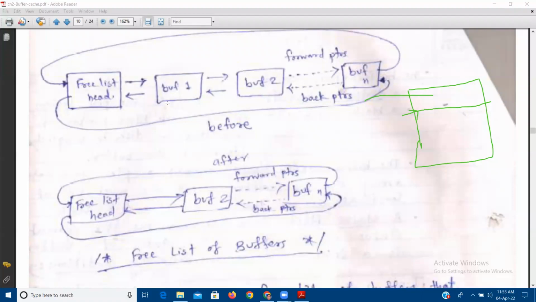So each and every buffer should be utilized. So mostly in the free list, the buffer which is at the head of the free list is taken out of the free list and it is kept on the hash queue. Again the pointers will be pointing to the next buffer on the free list, like that onwards.